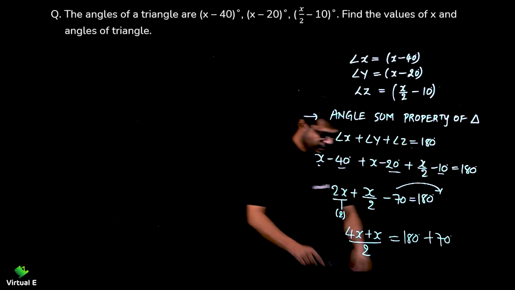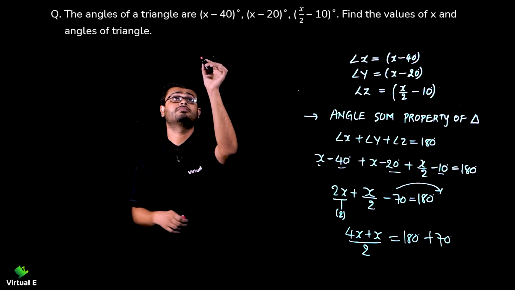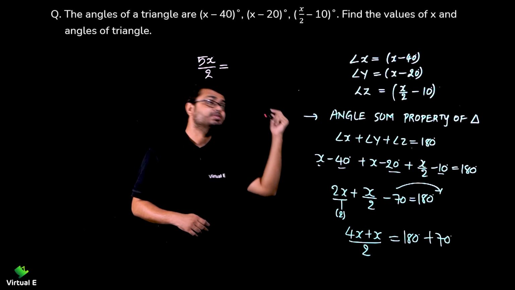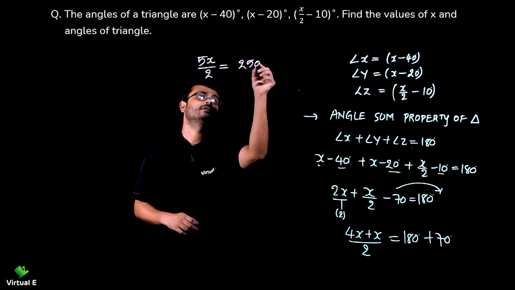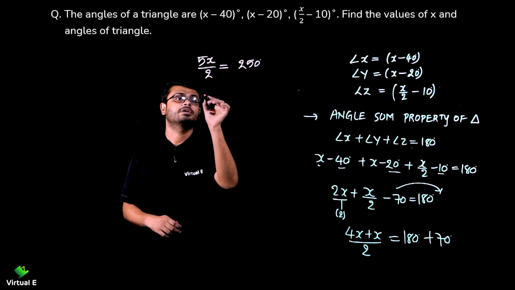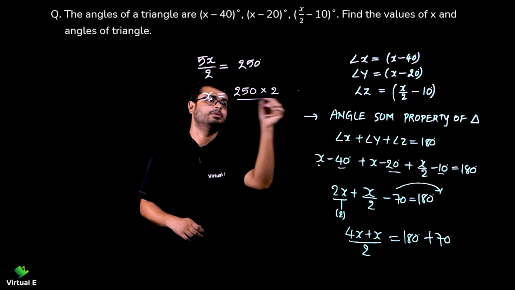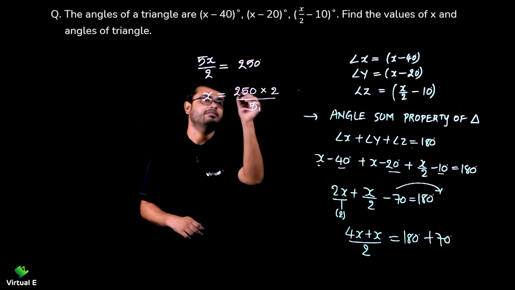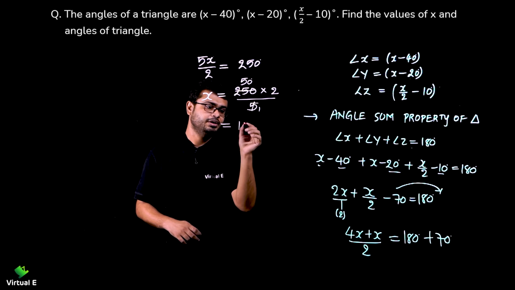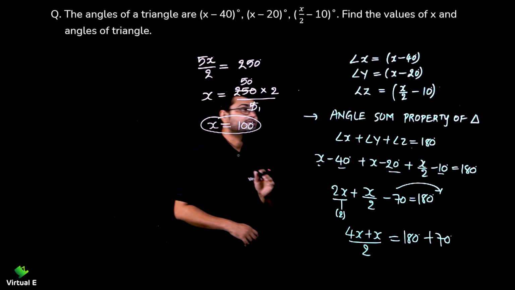Very careful. Now let's solve further. 4x plus x, that's going to make 5x. Denominator 2, that is now 180 plus 70, that will be 250 degree. 2 will go into the numerator and 5 will go into the denominator. So x is equal to 250 multiplied by 2, denominator 5. Now 5 ones are 5, 50s are. Now 50 into 2, that is what? 100 degree. And x is equal to 100 degree. We got the value of x.